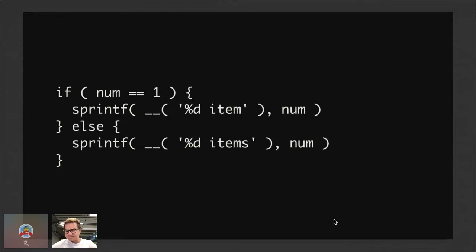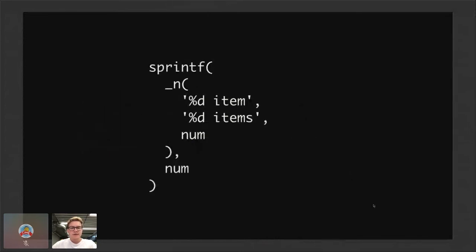This might work in English. This might work in German. Unfortunately, in some languages, counting is a bit more tricky than in English. So let's say in Polish or another language, a different form is used depending on the amount of items. And in this case, you cannot use a simple if-else statement. So that's why we need these _n functions, these dedicated functions for translating these plural forms.